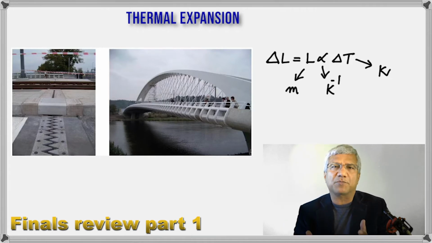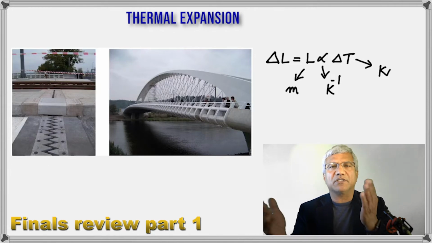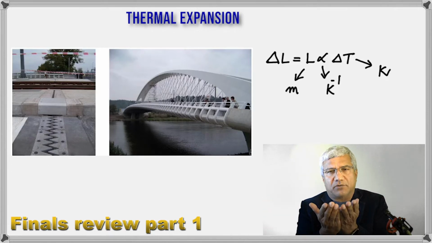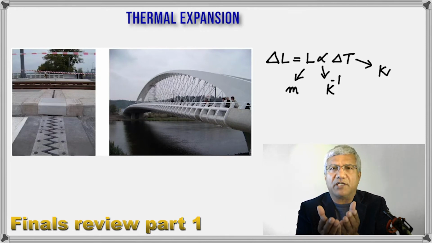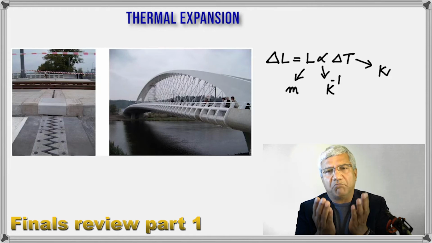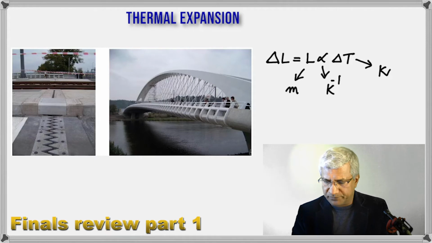So what the picture shows is expansion gaps in a bridge in order to allow it to expand during summer. That's what you see here. In summer, it expands and the gaps close. In winter, as it contracts, the gap widens. Now, if we don't have that expansion gap there, the bridge is going to buckle, it's going to warp, and there is going to be a problem.